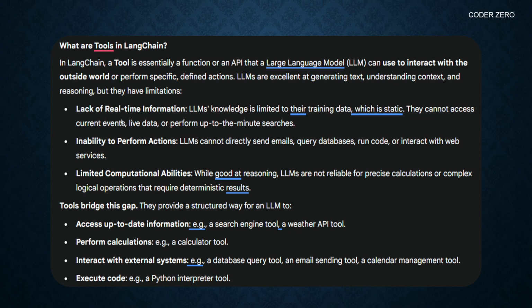To give these kinds of abilities to an LLM, we have tools. So a tool is essentially a function or an API that a large language model can use to interact with the outside world or perform specific defined actions. So basically, with the help of a tool, an LLM can perform actions.